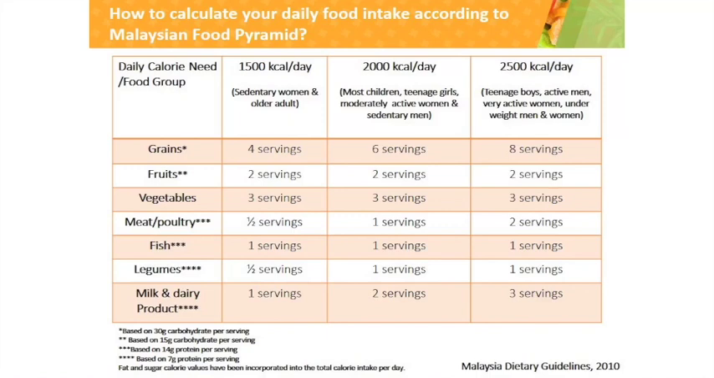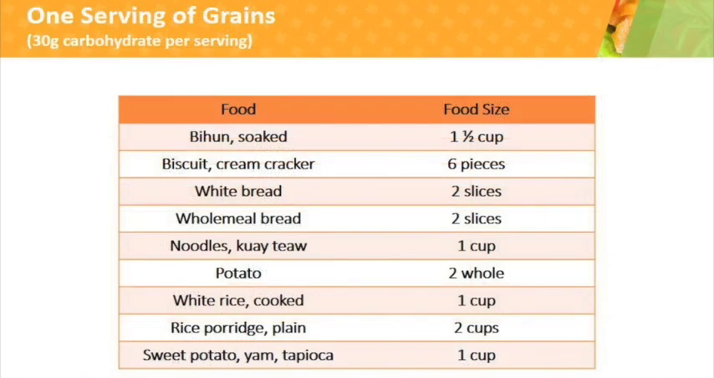needed per day. Each serving of grains contains 30 grams of carbohydrate, fruits and vegetables contain 15 grams of carbohydrate per serving, each serving of meat, poultry and fish contains 14 grams of protein and 7 grams of protein per serving for milk and dairy product. Fat and sugar calorie values have been incorporated into the total calorie intake per day. These are some of the examples equivalent to 1 serving of grains which contain 30 grams of carbohydrate.